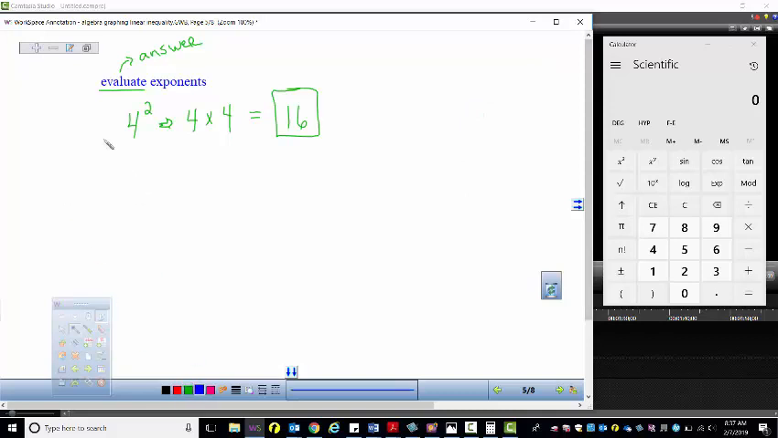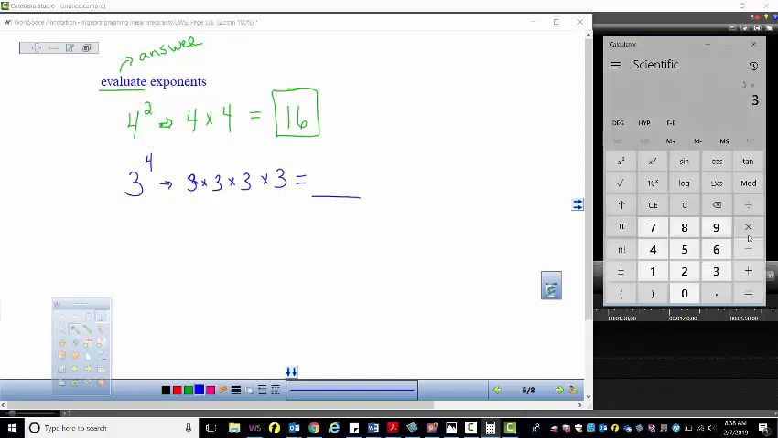So let's say I have 3 to the 4th power. My base is 3, so that means I have 3 by 3 by 3 by 3, and I need to get that answer. So I can put in 3 times 3 times 3 times 3, and I have 4 of them. That was 81. So my answer to that was 81 because I had 4 3s, so I multiplied.